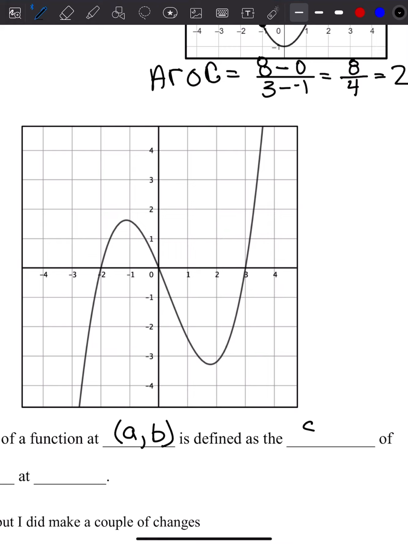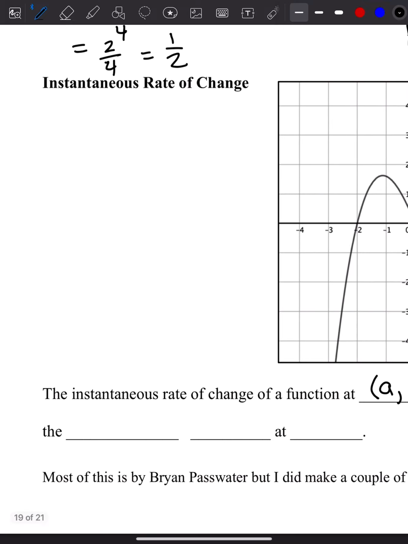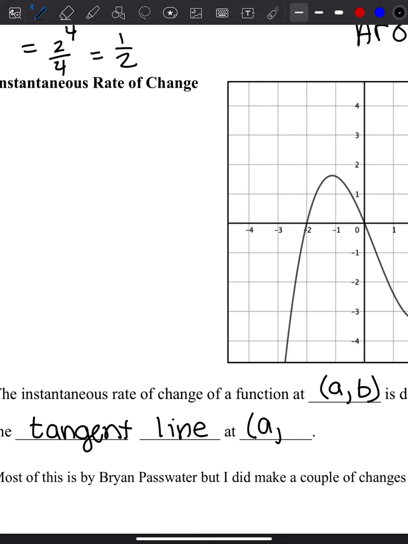So we're still looking at slope here, but we're looking at slope a little bit differently, because when we're talking about the instantaneous rate of change, we're talking about a singular value. So it is defined as the slope of the tangent line at AB.